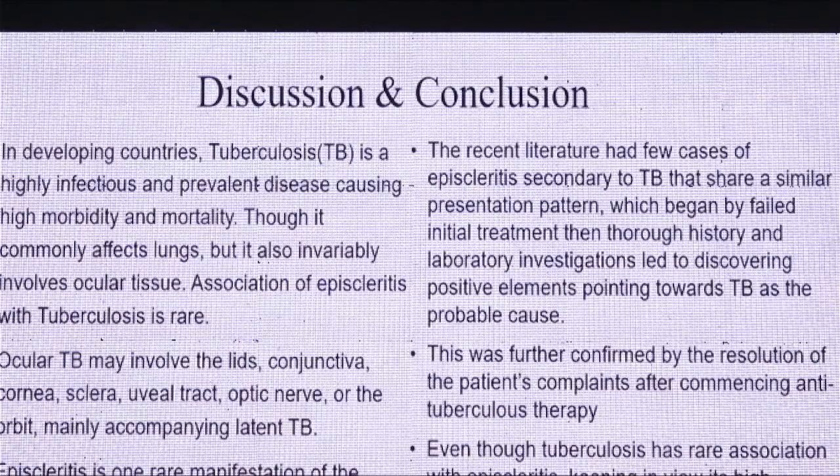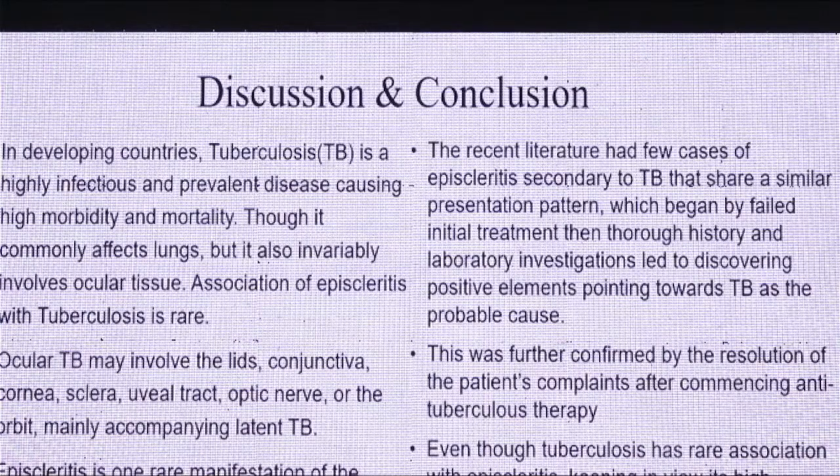In our setup in developing countries, TB is a highly infectious and prevalent disease causing high morbidity and mortality. Though it commonly affects the lungs, it can also involve ocular structures. Ocular TB may involve the lid, conjunctiva, cornea, sclera, uvea, optic nerve, or orbit, mainly accompanying latent TB. Episcleritis is one rare manifestation of the disease that can present as simple or nodular episcleritis. The recent literature has few cases of episcleritis secondary to TB.